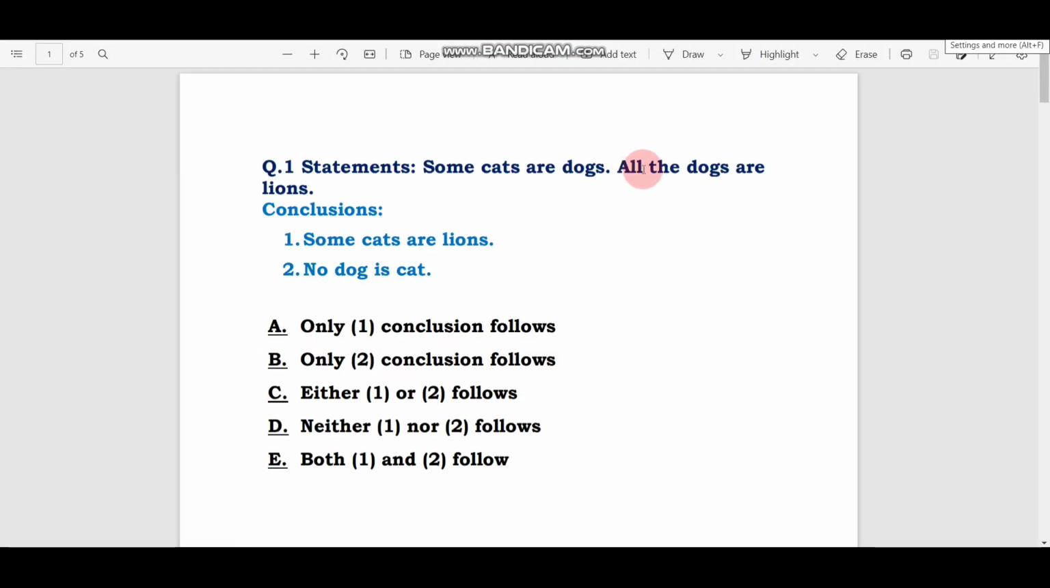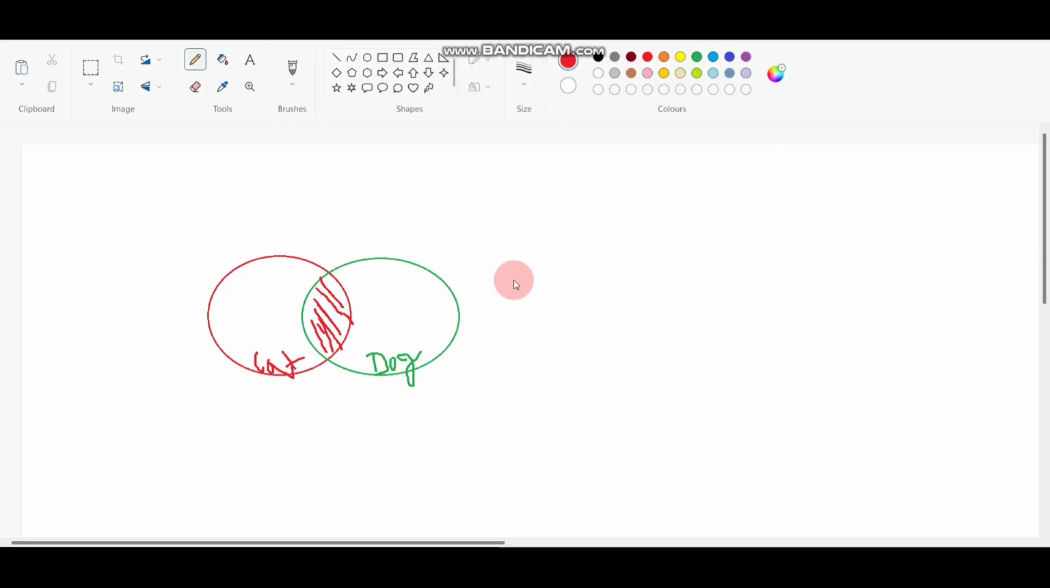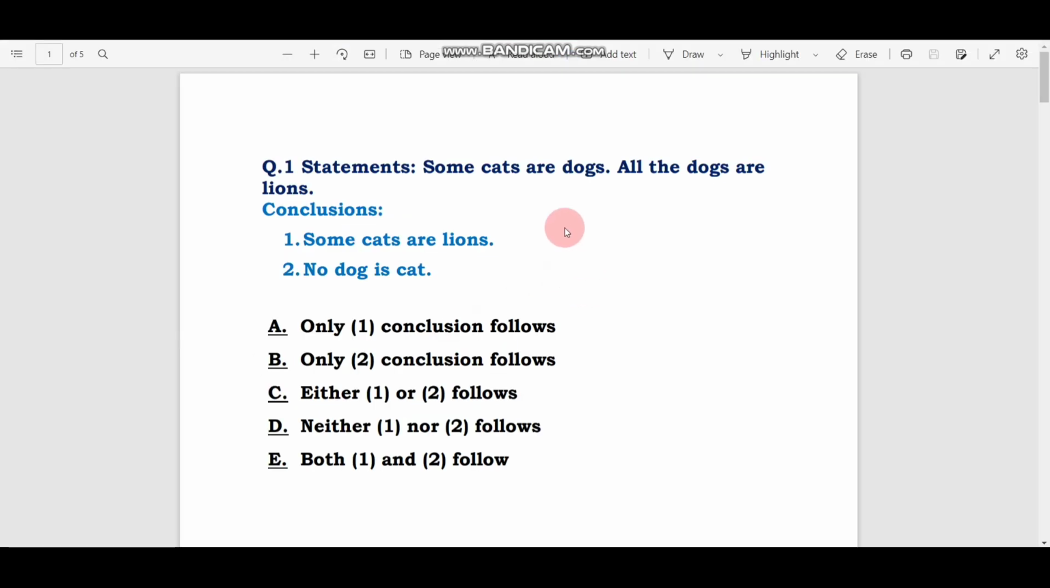Now what is the second statement? The second statement is all the dogs are lions. So how to draw that? Let's take another color. All the dogs will come inside this big circle, and this big circle is indicating that it is lion. Okay, so we have drawn this. Sorry, spelling mistake. So now we have the Venn diagram of both statements.